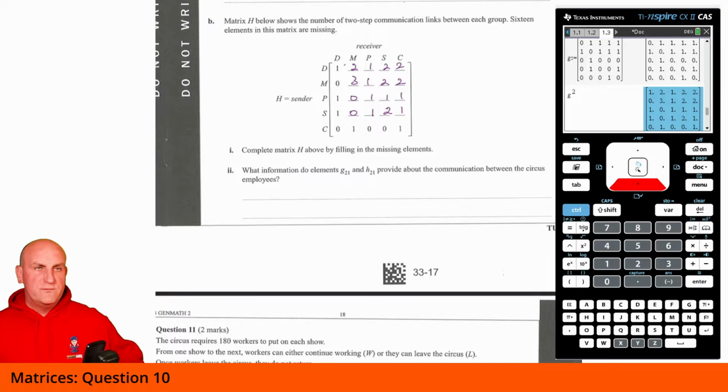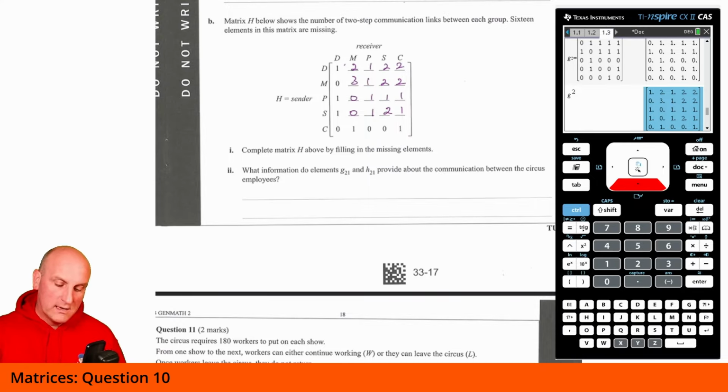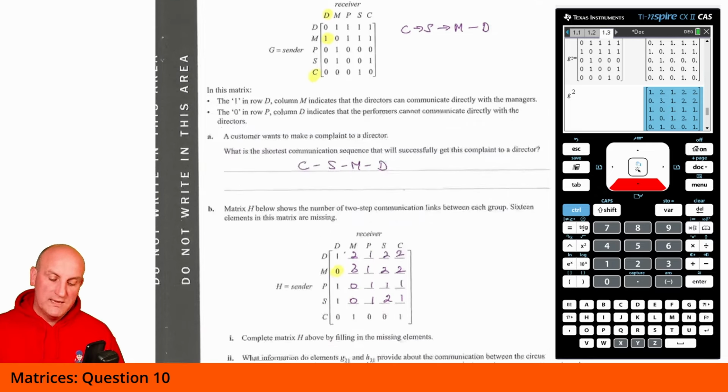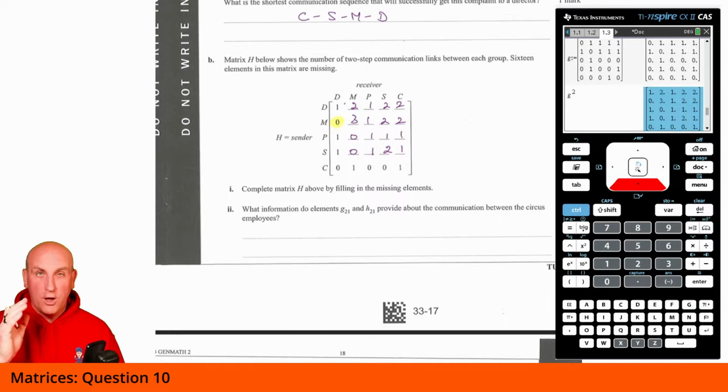What information do elements G21 and H21 provide about the communication between the circus employees? Right, well, if we look at H21, that's the second and 1, that means there's no two-step communications between the director and the manager. Yes, and yet here we've got a one-step communication. So basically, the manager can only directly communicate with the director, and there's no intermediate. So there's no one between the manager and the director who can communicate as an intermediary.